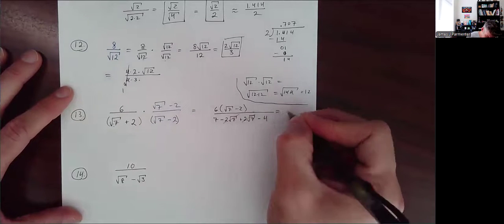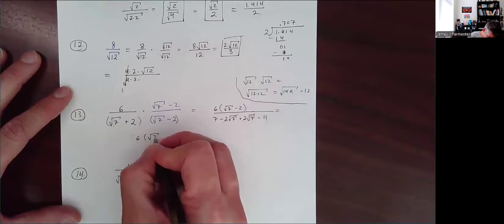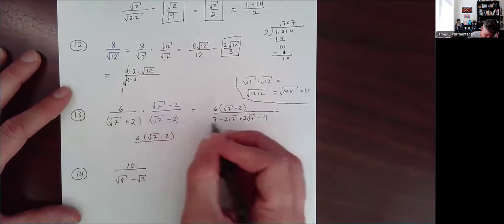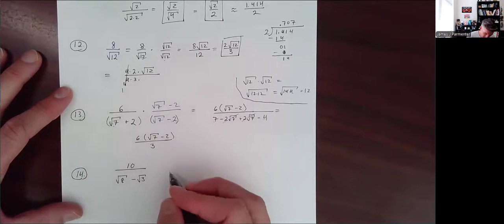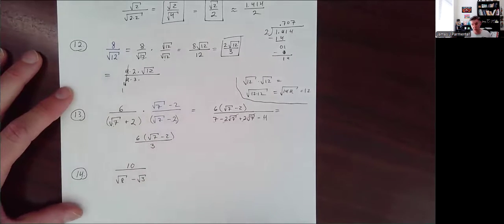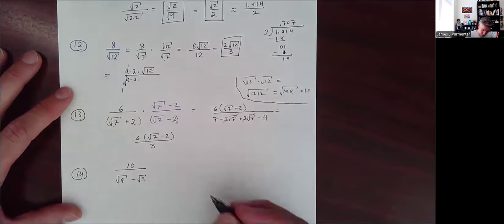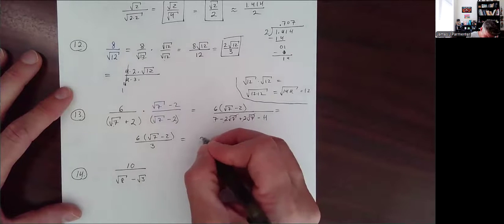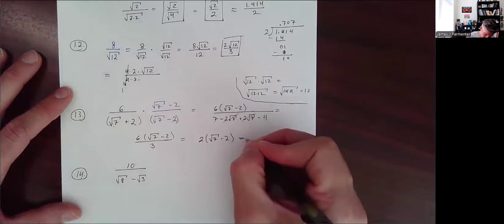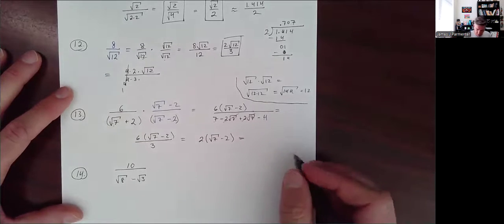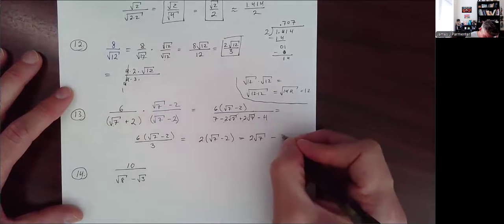So we end up getting 6 times root 7 minus 2. And actually, I'm not going to distribute the 6 in just yet because I have 6 times root 7 minus 2 divided by 7 minus 4, which is 3. And then 6 divided by 3 is 2. So you should wait to distribute that until you have done any division that's possible here. 6 divided by 3 is 2. So I get 2 times root 7 minus 2. Or if we distribute it, it's not really foiling, you get 2 root 7 minus 2 times 2, which is 4.